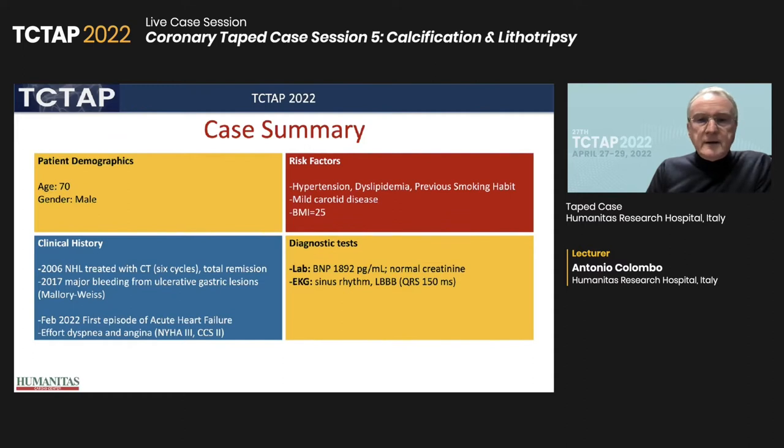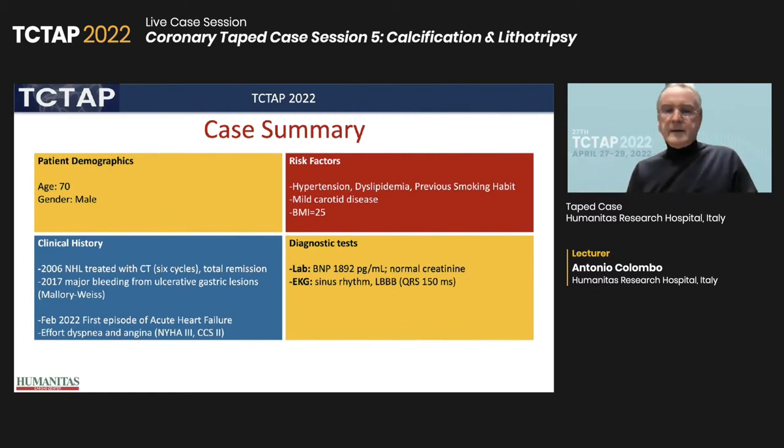We are dealing with a 70 years old gentleman. Standard risk factors: hypertension, dyslipidemia, smoking, mild carotid disease, no diabetes, BMI is 25. The clinical history is important for the six cycles of radiotherapy. He had a major bleeding in 2017, gastric lesion, Mallory Weiss. In 2022, recently he had an episode of severe heart failure, and now he has effort dyspnea, angina, New York class 3 regarding heart failure.